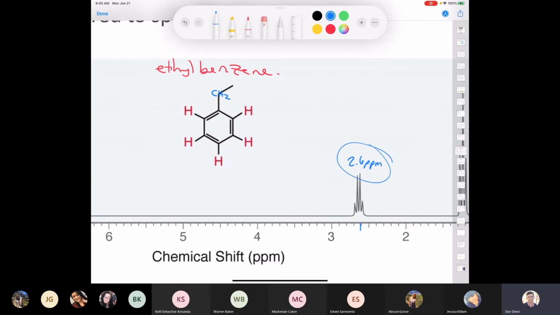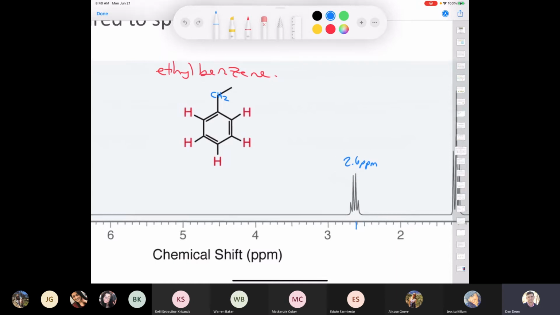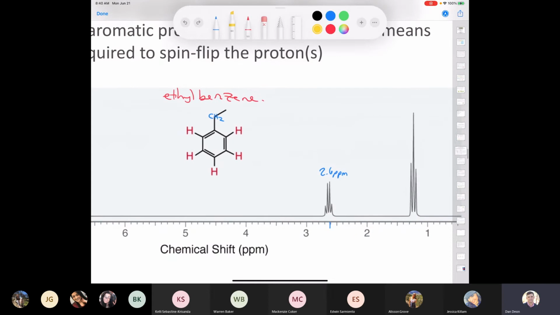Why would the chemical shift be higher than you expect, right? You can see it's shifted by an extra like 1.3 parts per million or something. That's because the methylene protons experience some of that increased magnetic field as well, right? Because they're so close to the ring.